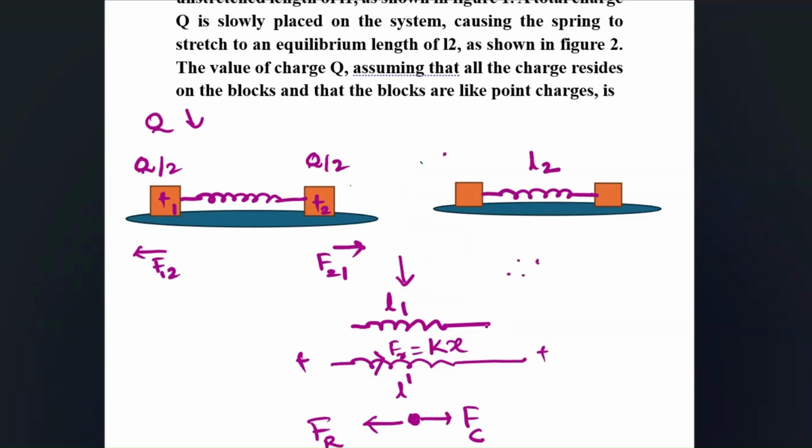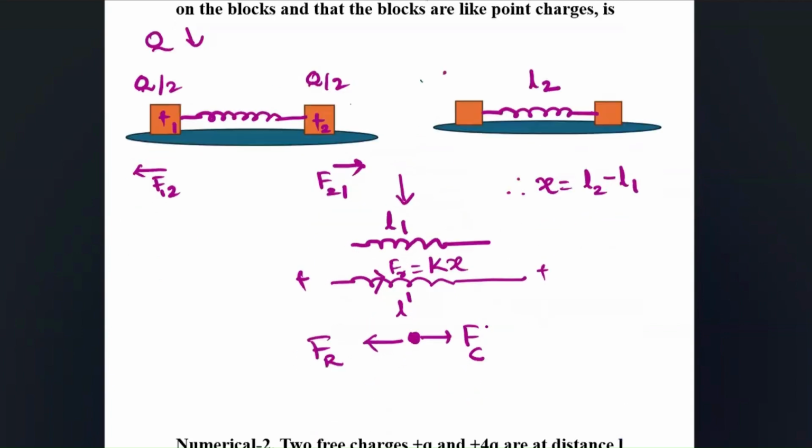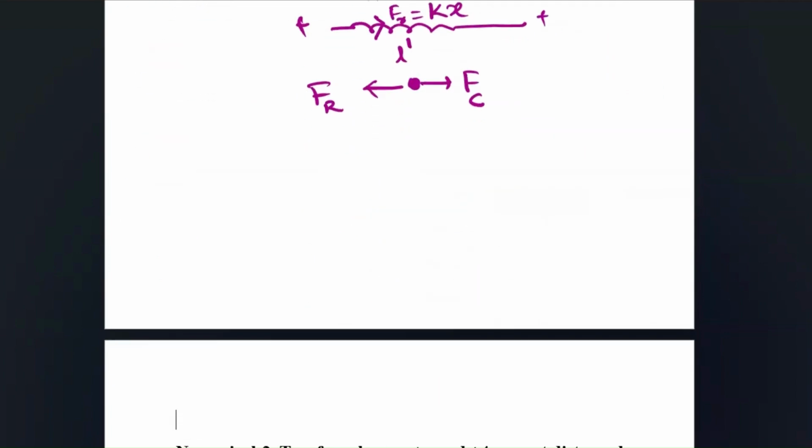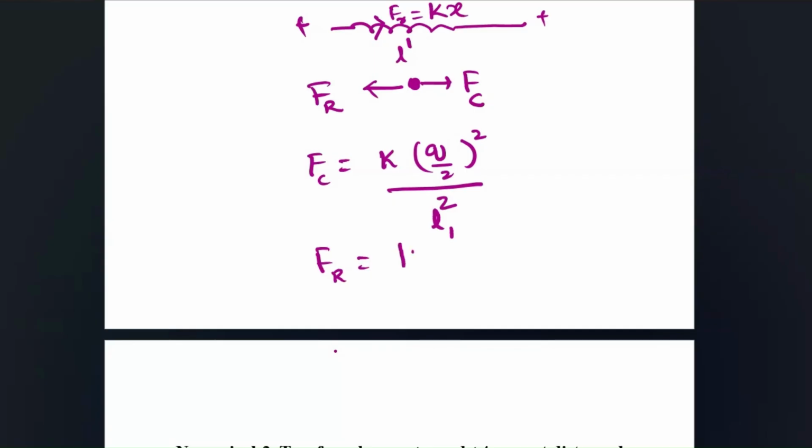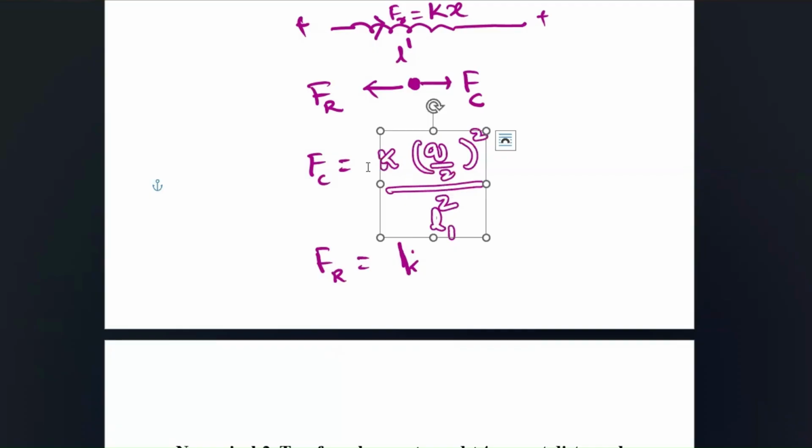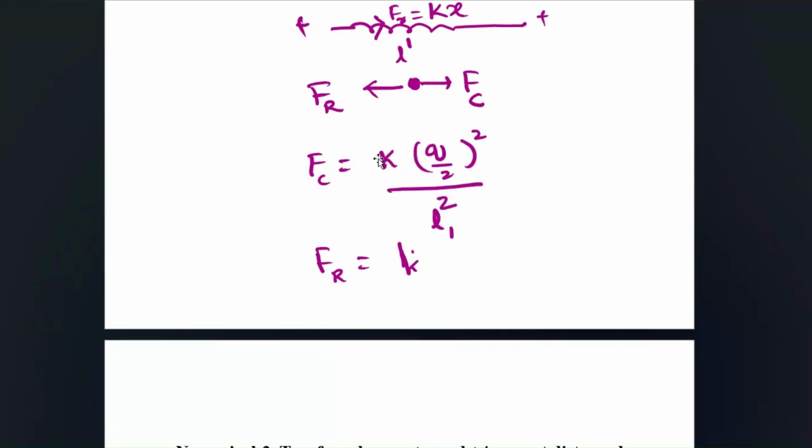Therefore, what is the extension x equal to? L2 minus L1. What is the final extension in the spring? L2 minus L1. This is a basic thing, you know. So let us write the equation. What is the Coulombic force? K into Q1 Q2, that is Q by 2 squared, Q1 Q2 by distance squared. What is the initial distance? L1 squared, the length of the spring. What is the restoring force? K into x. Here, to avoid confusion with the spring constant, I will substitute 1 by 4 pi epsilon naught.